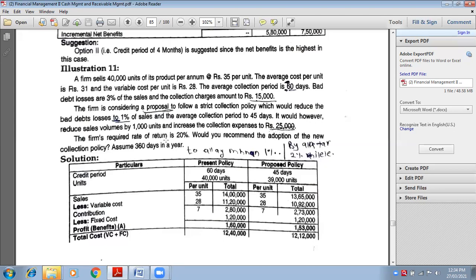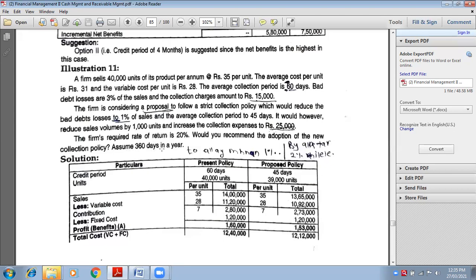The firm's required rate of return is 20%. This is the opportunity cost. So he is asking you, would you recommend the adoption of the new proposed policy? That means, is the 45 days policy better than the 60 days policy? You need to answer that. Assume 360 days in a year.